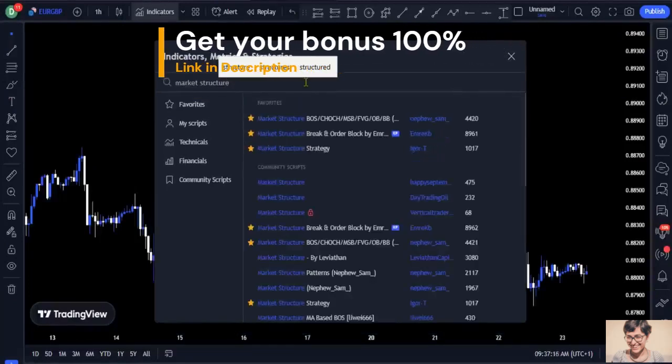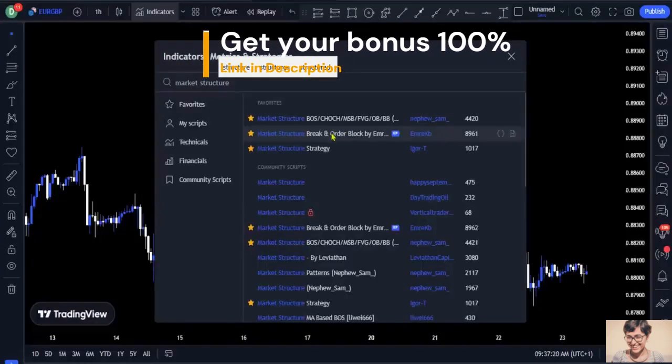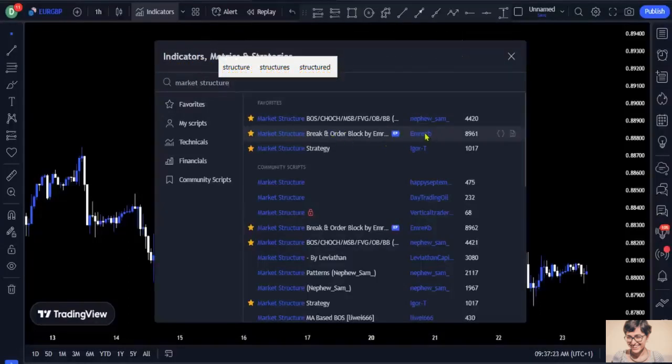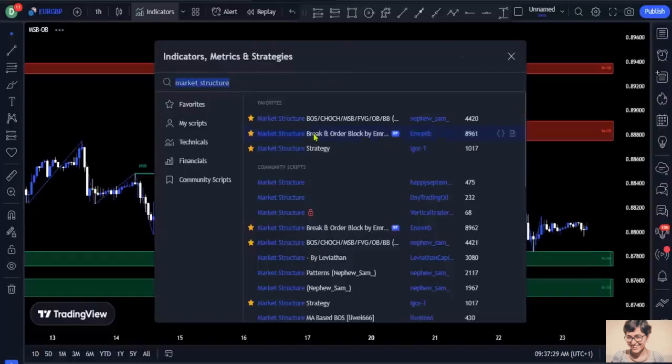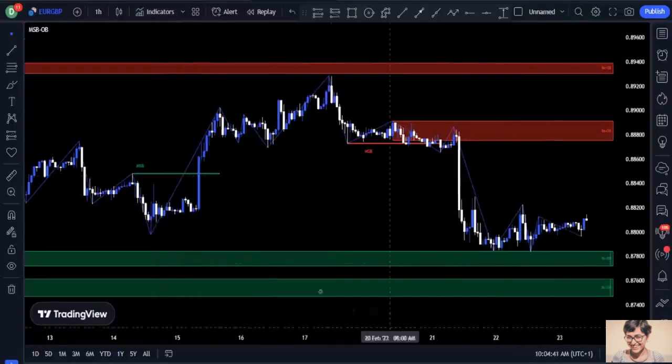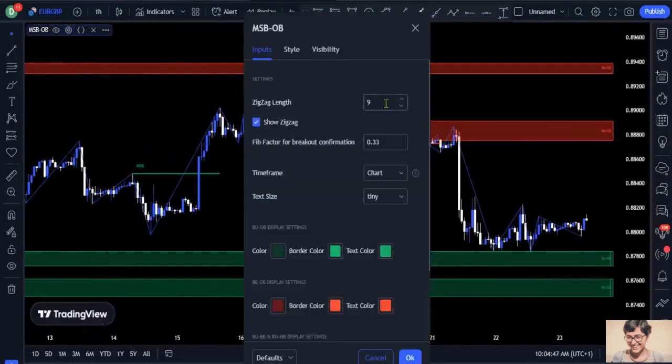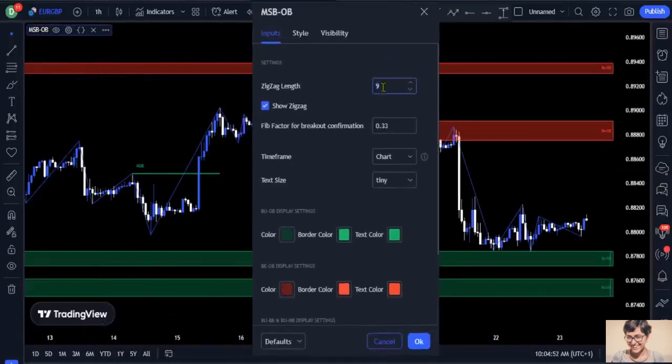Now let's look at the second order block indicator, and this is to help you choose the right one that will work perfectly with your strategy. Here on the chart, we are open to the price chart of the Euro GBP currency pair, so head on over to the indicators tab again and type in market structure break in order.